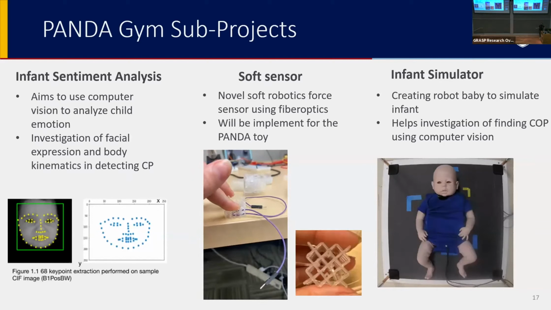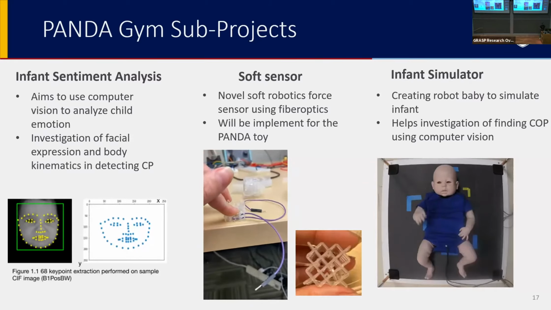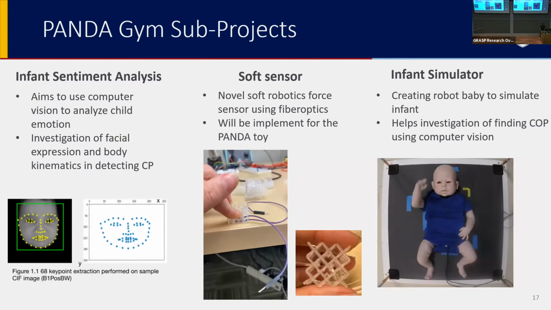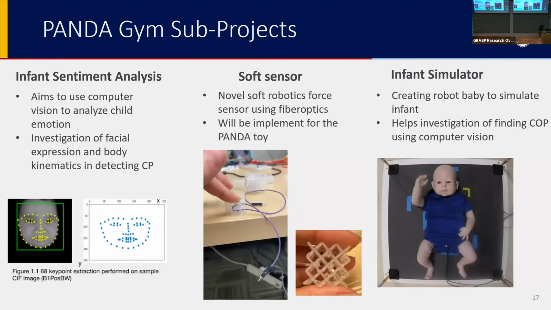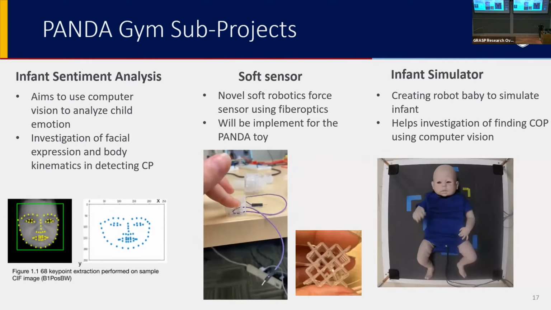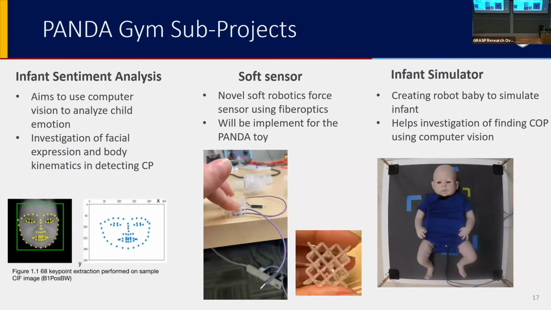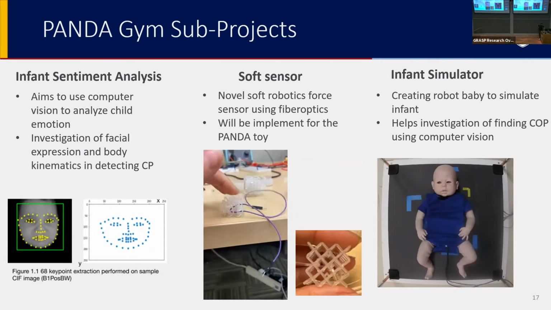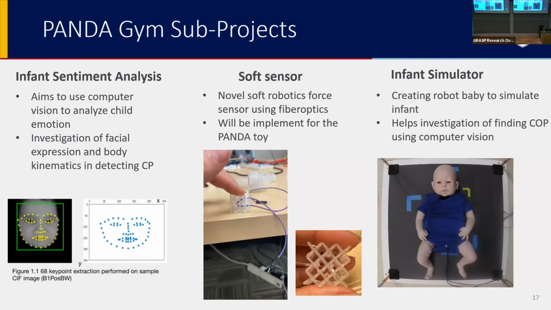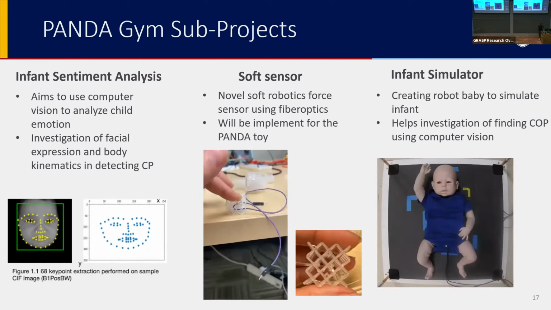In the Panda Dream, we have 3 sub-projects: the infant sentiment analysis, a soft sensor, and the infant simulator. The infant sentiment analysis captures emotional data to make sure we get a fuller extent of how their emotions affect their motion. The soft sensor uses fiber optics as well as 3D printed soft structures to make a more robust sensor. And the infant simulator allows us to collect control data so we can capture COP using computer vision, which is a novel thing that hasn't been tried.